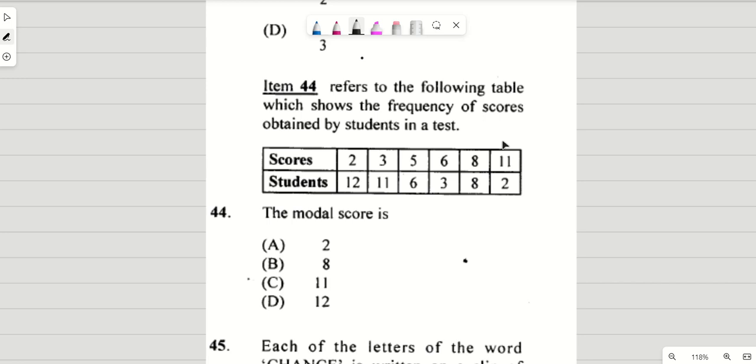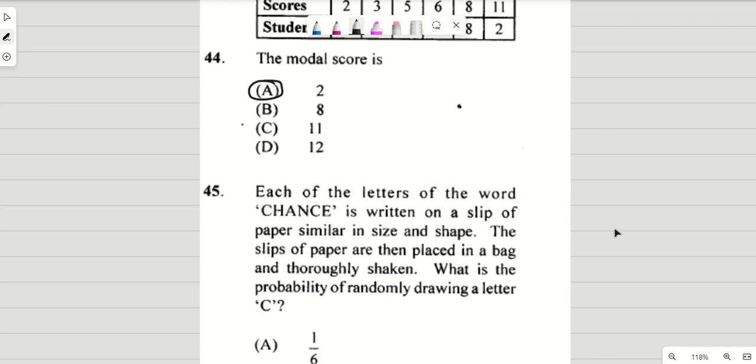And let's read this one, number 44. Item 44 refers to the following table, which shows the frequency of scores obtained by students in a test. The modal score is the most popular score. We're looking for the most number of students, which is 12. And the most popular score is 2. We have 12 persons making 2, 11 persons making 3, 6 persons making 5, 3 persons making 6, 8 making 8, 2 making 11. So your most popular score is 2.